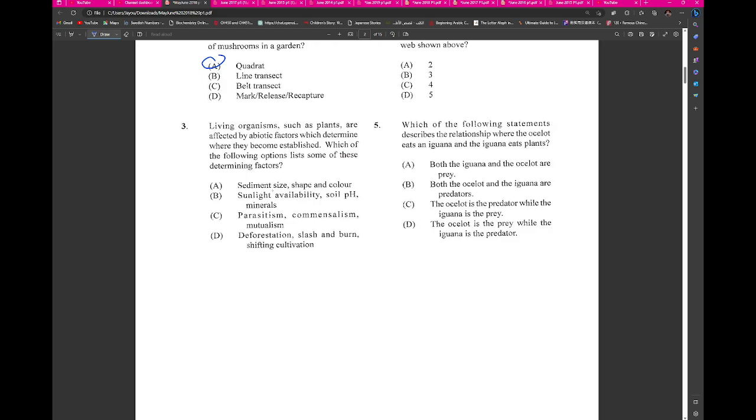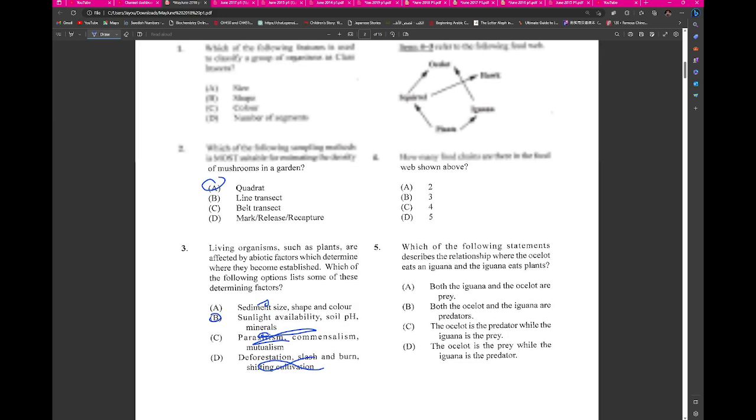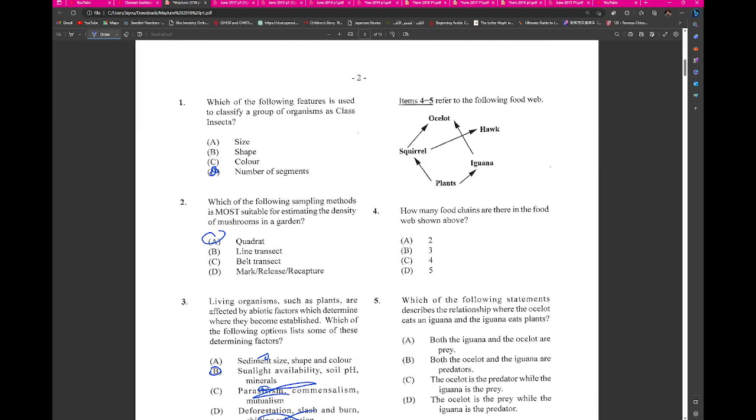Abiotic factors, right? So not sediment size, these are not it. So B. Right, how many food chains are here? So we have 1, 2, 3.